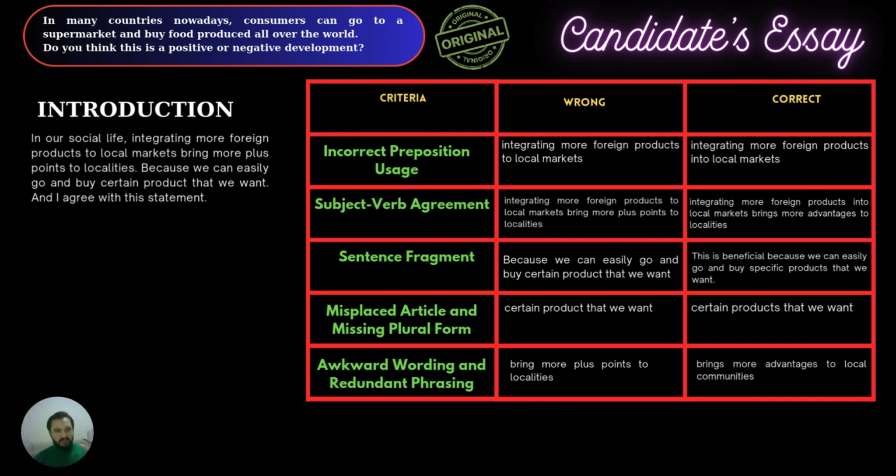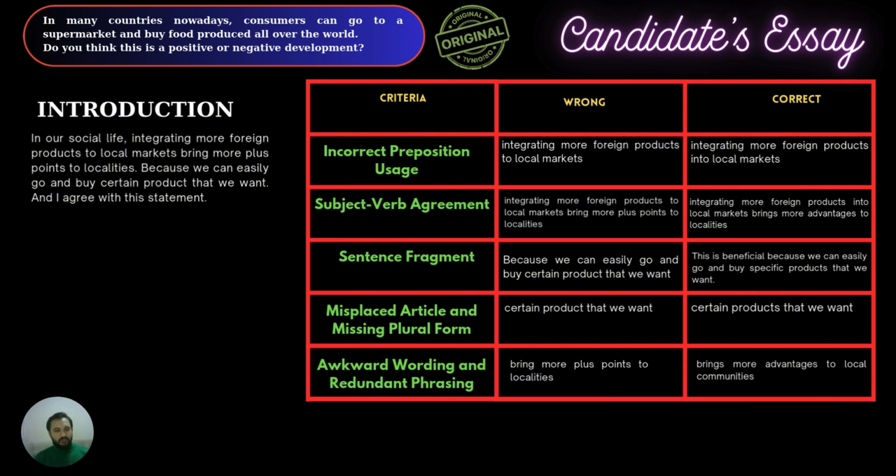So, sentence fragment. This is the third mistake here. Because we can easily go and buy certain product that we want. But this is a fragment because it begins with because and does not complete the thought. It should be connected to the previous sentence or rewritten as a full sentence. So we can say, this is beneficial because we can easily go and buy specific products that we want. And then the fourth one, misplaced article and missing plural form. So, certain product that we want. This is a mistake as well. Certain product should be a certain product or certain products to sound natural and complete the thought.